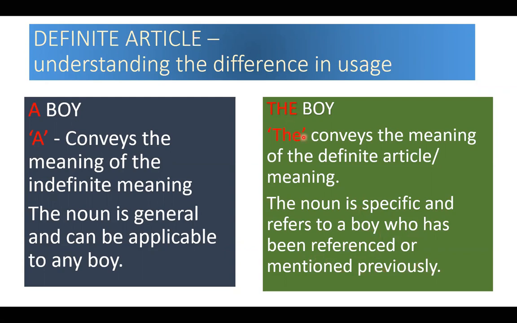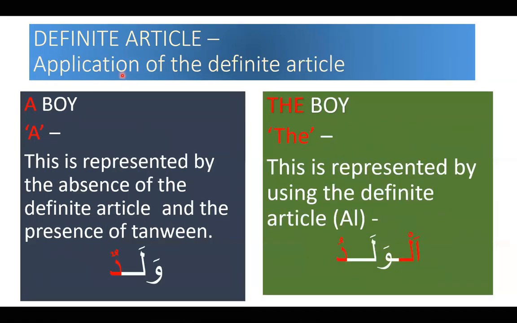So when you say the man, it could be regarding someone who we have already spoken to. If you say a man, it means anybody. Okay. In Arabic, how do we express the definite article?